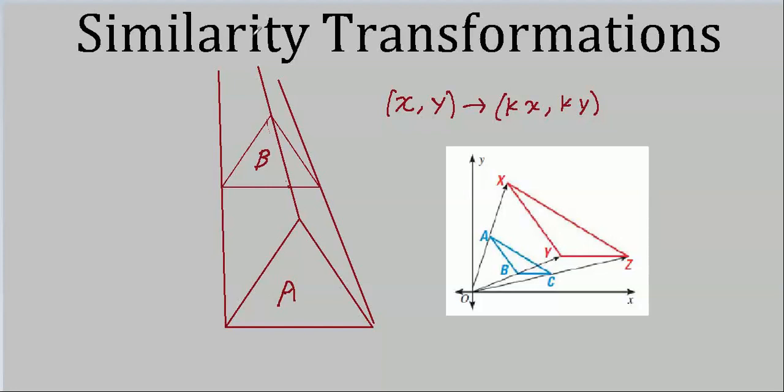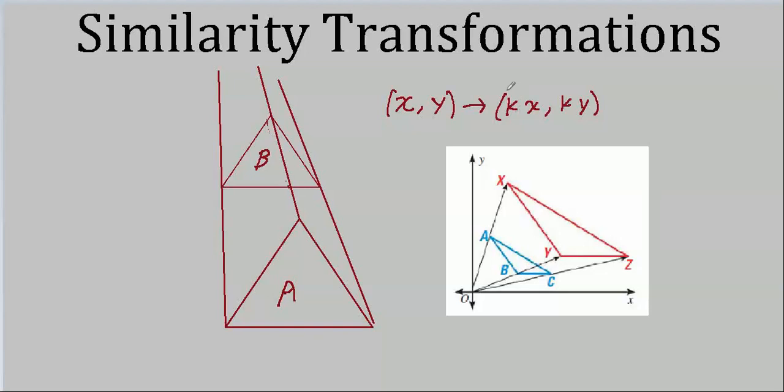How do we note that in terms of K? K is our similarity factor. Just like before when we had similar triangles, we had a scale factor. We've got the same thing in the similarity transformation. We have a scale factor here.